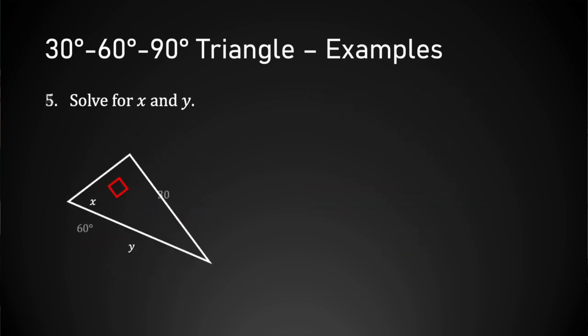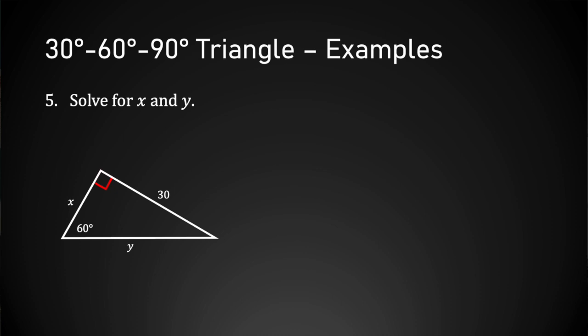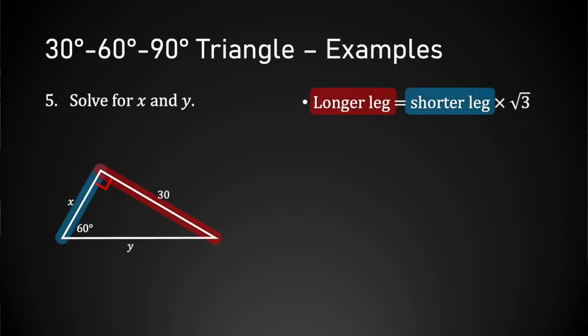Lastly, here's an example of them giving us a long leg and asking for the other two sides. The longer leg is the shorter leg times the square root of 3, so 30 equals x times square root of 3. When we divide both sides by square root of 3 to get x by itself, we're left with x equals 30 over square root of 3, which simplifies to 10 square root 3.